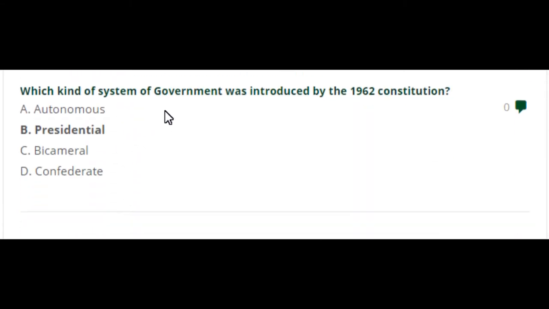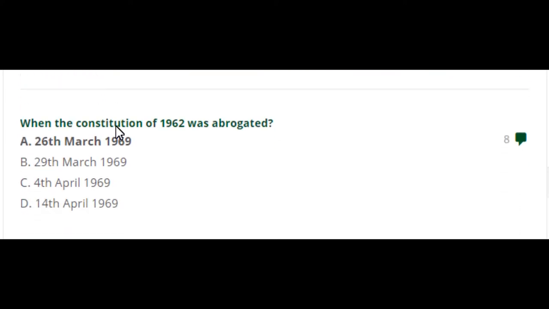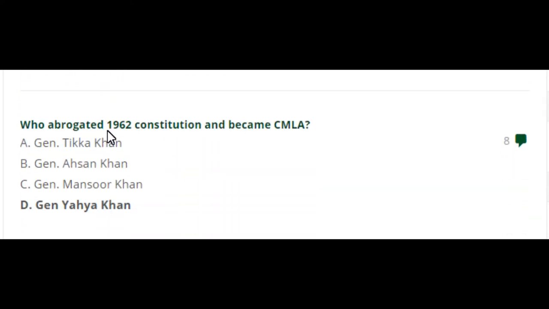Which kind of system of government was introduced by the 1962 constitution? The presidential system of government was introduced by the 1962 constitution. When was the constitution of 1962 abrogated? 26th March 1969. Who abrogated the 1962 constitution and became CMLA? General Yahya Khan abrogated the 1962 constitution and became CMLA.